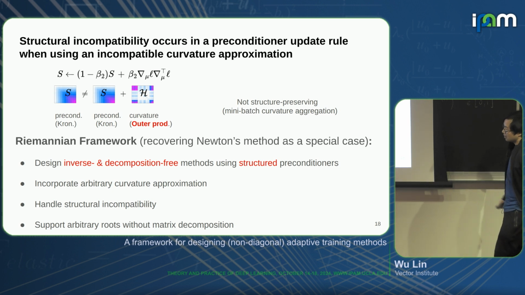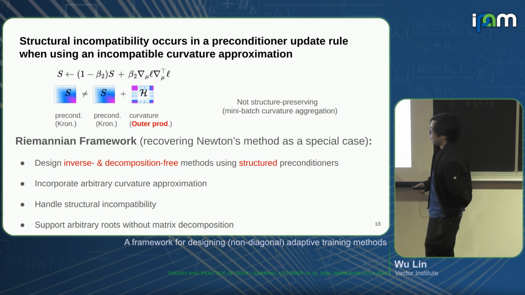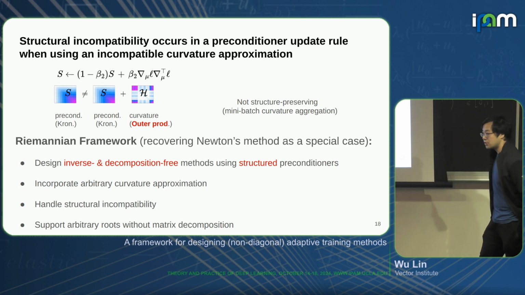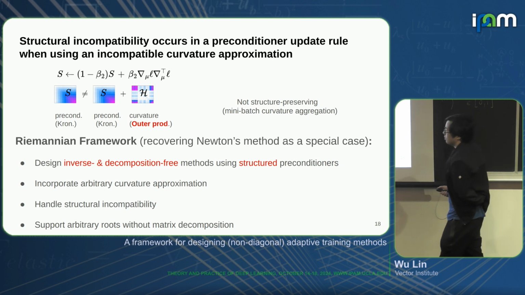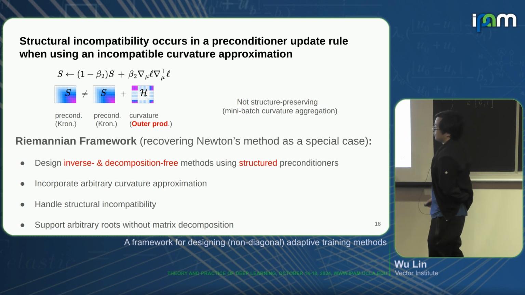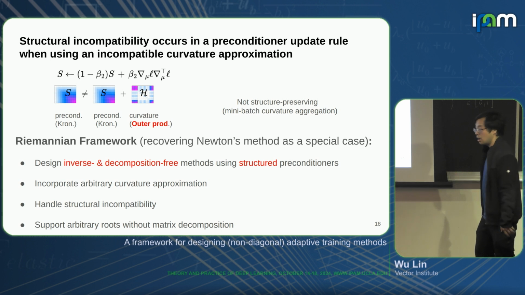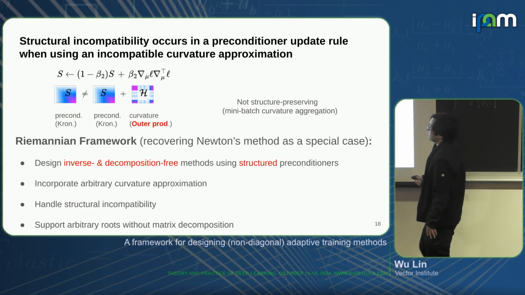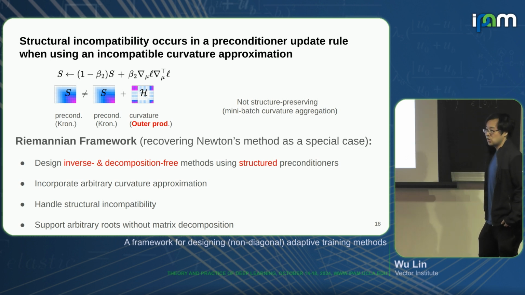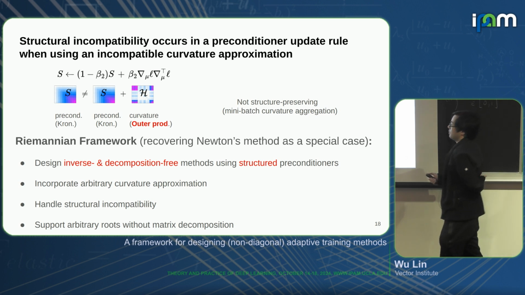a Riemannian framework. We will show that we can use this Riemannian framework to incorporate arbitrary curvature approximation, handle structure incompatibility, and also support arbitrary roots without matrix decomposition. And our method recovers Newton's method as a special case. As an introduction, we are going to show how we can recover Newton's method.